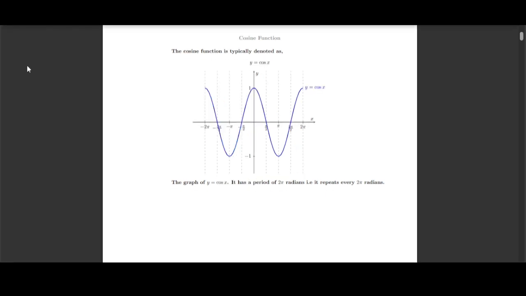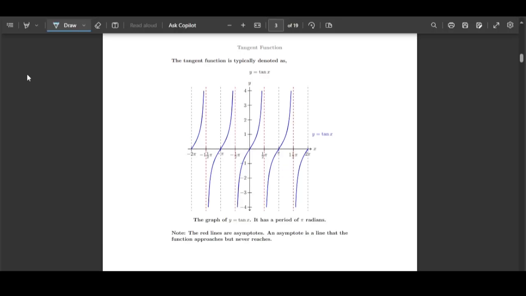And then we have our cosine function, which is denoted by y equals cos x. Again, we've drawn it from negative 2 pi to 2 pi, which is negative 360 degrees to 360 degrees. And you can also tell that it has a period of 2 pi radians, because after 2 pi radians, it repeats again. Finally, we have the tangent function, which is denoted by y equals tan x.